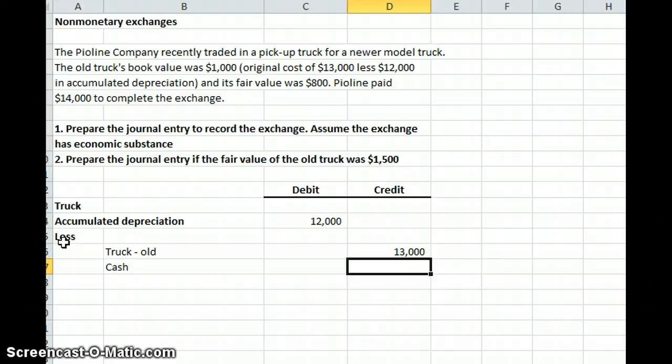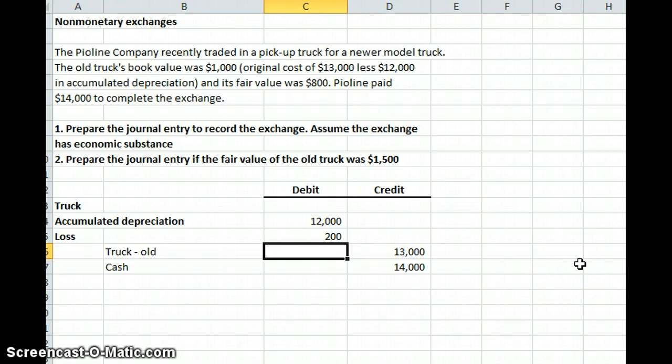So we've got cash, we paid cash of $14,000, right? So we know in total our entry has to equal $27,000. We've got $12,000 of that done. So how are we going to calculate our loss? Well, we have $1,000 of book value left, and our fair market value is $800. So we are going to have a loss of $200.